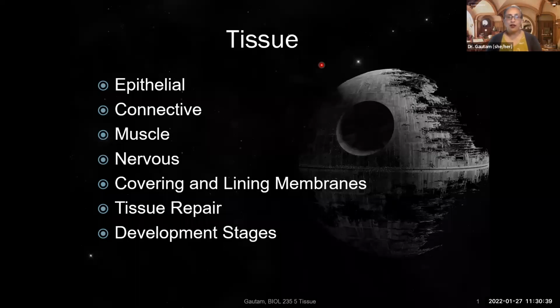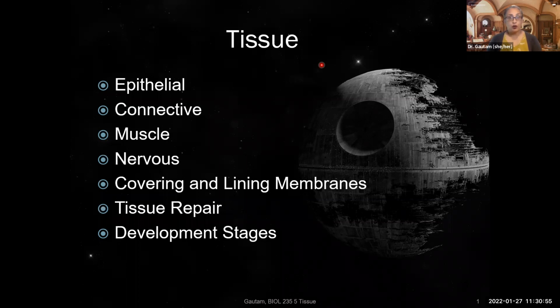Hey everyone, welcome back. So this is our tissues lecture from module 3. At the end of this lecture, you'll learn about the 4 primary tissue groups and all the subgroups that belong to each of the primary tissue groups, and then which type of organs are formed by these tissues.